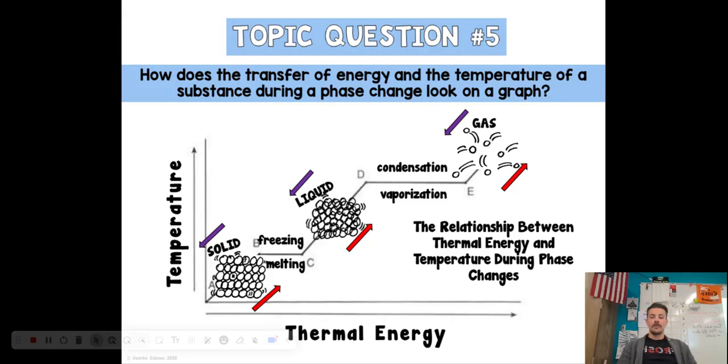For topic question number 5, your first set on the graph is a solid. Going up would cause melting, and going down is going to still be getting colder. In the middle, you have your liquid with the arrow pointing down on top. There's freezing and melting beneath it, and then above it is condensation and vaporization. Then above liquid is gas at the very top, which is going to have condensation and vaporization underneath it.